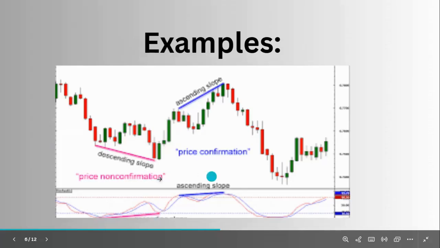So it should show opposite slopes on both sides of price action and the indicator. And then you should look for an engulfing candle. What an engulfing candle means is a buying candle that's bigger than the selling candle.